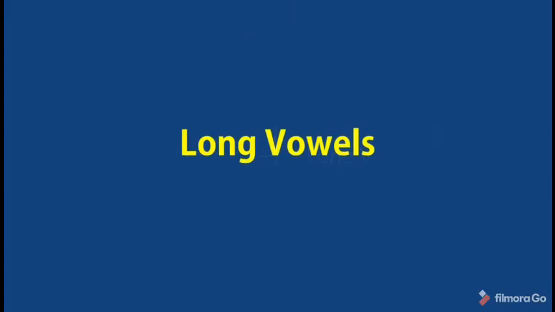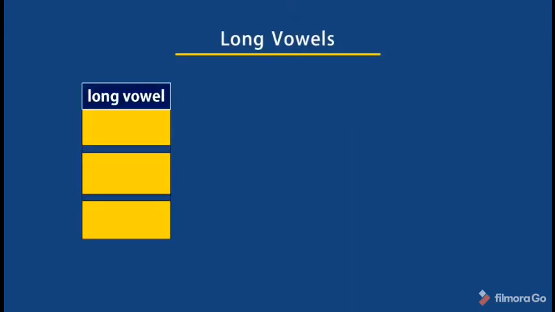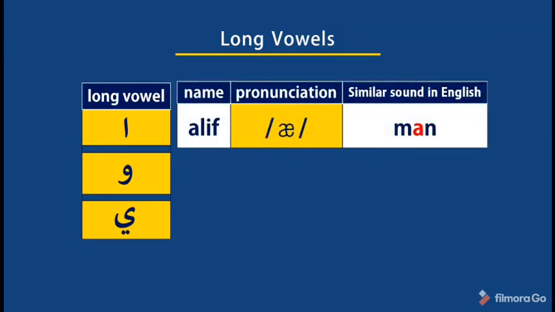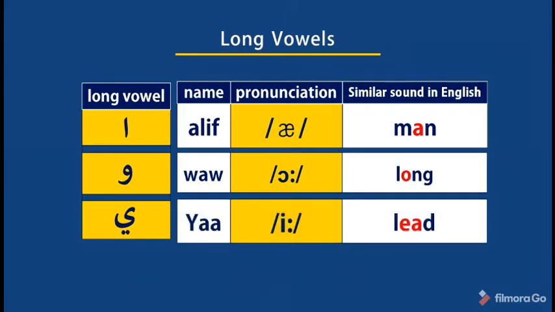Very quickly, let's start with the long vowels. The long vowels are three and they are alif, waw, ya. Alif has the sound of a, just like the one in man. Waw has the sound of u, just like the one in long. And ya has the sound of e, just like the one in lead.